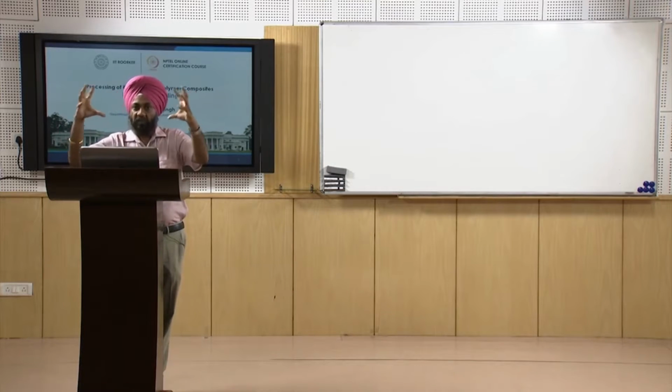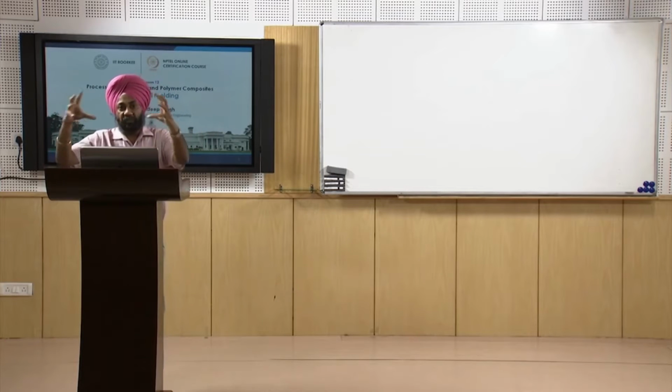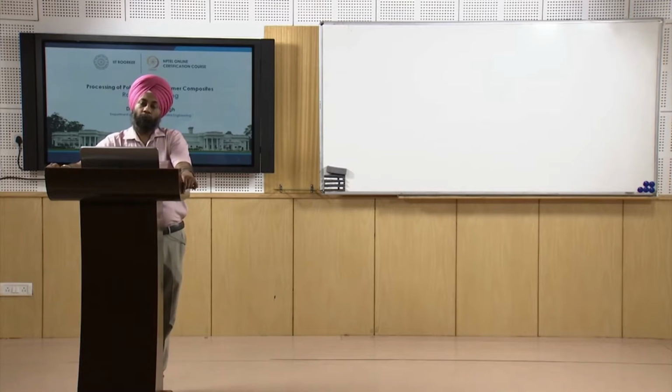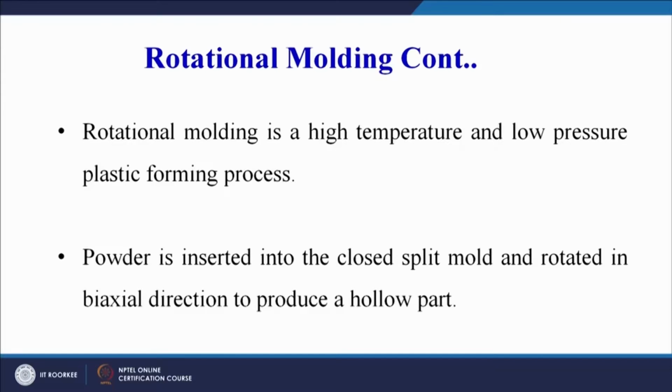Split mold means it is in two halves, and once it is closed it forms the complete mold, and the mold is rotated in biaxial direction to produce a hollow part. Now this mold that we are talking about, which is a split mold, a hollow mold, is rotated in biaxial direction. Maybe we can say along one direction and then along the other direction also. So biaxial, this is one axis, this is another axis. So it rotates in the biaxial direction.